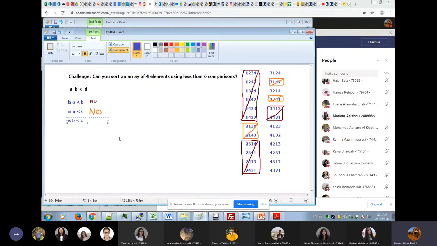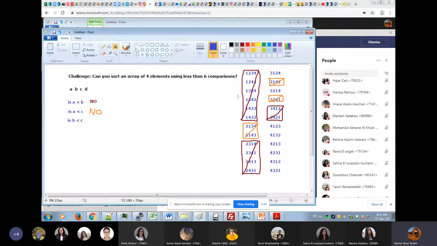Yes. Okay. So he asks now, is B less than C? So B and C is the second and third guy. Let's take a different color, green, second and third guy. I'll circle the ones where second guy is less than third guy. In here, it is less indeed. Here it is not. Here it is. Here it is. Please check my work.